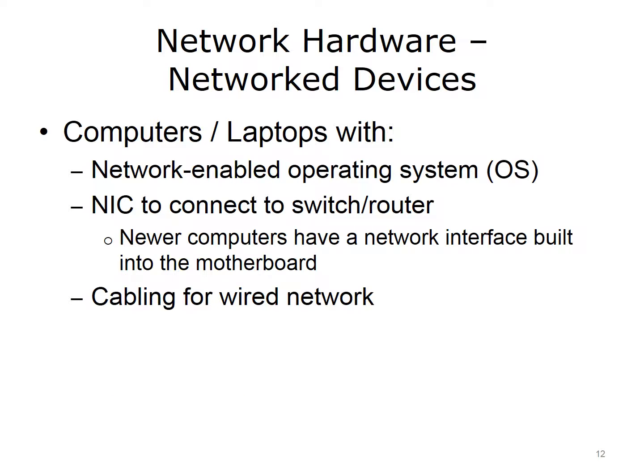Network devices include computers, laptops, printers, and scanners that have a network-enabled operating system. For example, a computer might be running Windows 10, Windows 8, or Windows XP. Each of these operating systems can provide the services required for network communication between applications installed on the computer and the network hardware. These devices need an installed NIC, which will allow them to connect to a switch or router, as well as cabling for a wired network.